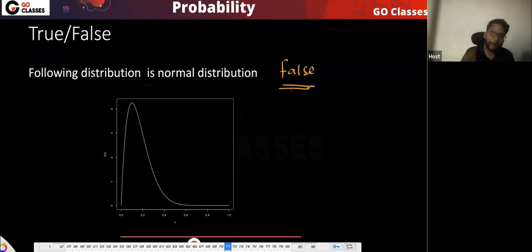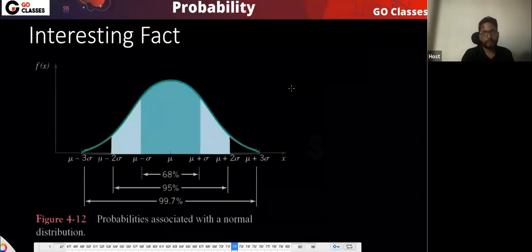Normal distribution is symmetric about the mean. It's not like कि कोई भी कर्व दे देंगे वो नॉर्मल डिस्ट्रीब्यूशन है, ऐसा नहीं है. ठीक है. Not all the bell curves are normal distribution. ठीक है. Now let's see some interesting fact about this normal distribution.